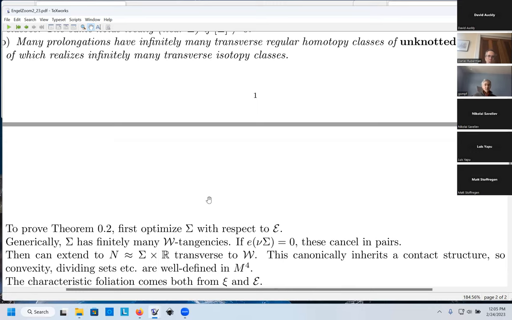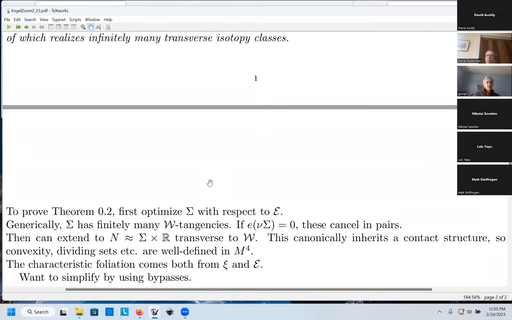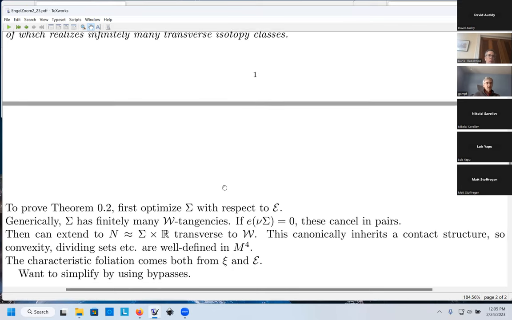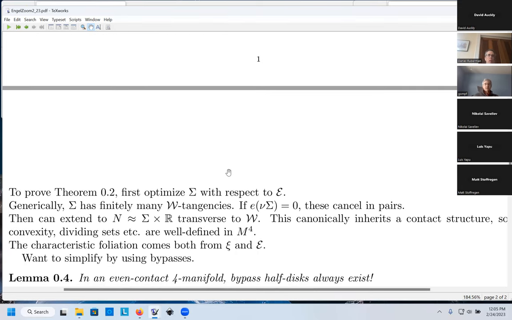And what is the most powerful tool in convex surface theory? Well, I would say, arguably, it is Honda's bypass operation. So what we want to do is to simplify the characteristic foliation using bypasses. And now, of course, bypasses are a very powerful thing in contact topology, but in order to be able to use them, you first have to be able to find the bypass half disk. And that, of course, can be a difficult question in contact three manifolds. So if you're used to dealing with that sort of problem, then maybe it's very surprising that, in fact, in an even contact manifold, bypass half disks always exist. So that whole problem doesn't exist in dimension four, which makes life much simpler somehow.